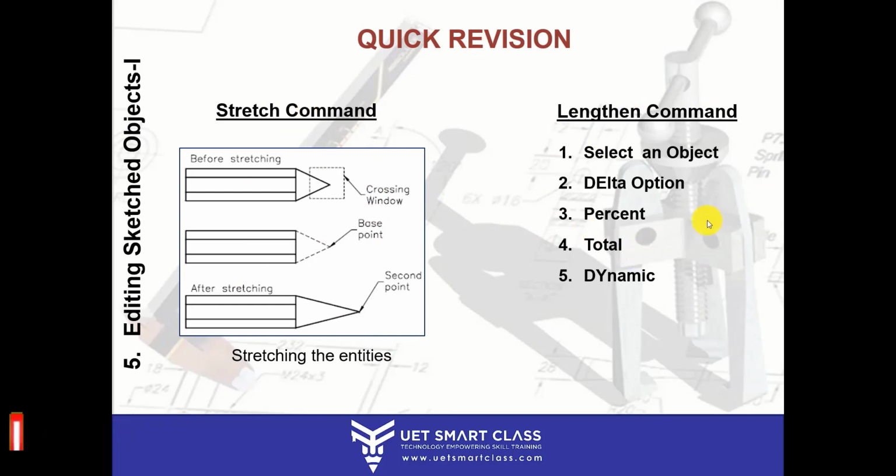Lengthen command had some options. The first and foremost option gives us the measurement, or I would say the length, of the particular object. If I select an object, it will show me the measurement, the length of the object. For example, if it is a line, it will show the length of the line, that is, 10 feet or 15 feet or any measurement which you have drawn in your current drawing. The delta option gives us the ability to change the length and the angle of that particular object. Angles in terms of arcs and length in terms of lines.